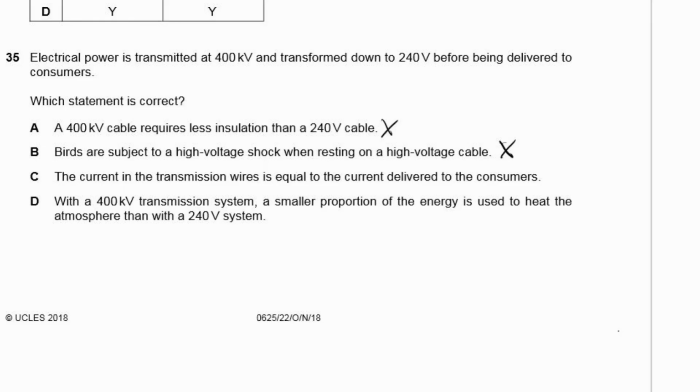C. The current of transmission wires is equal to the current delivered to the consumers? It is not. And D. With a 400 kilovolt system, a smaller proportion of energy is used to heat the atmosphere than with a 240 volt system. Yeah, what it's saying there is less energy is lost to heat. They've just decided to word it in terms of the atmosphere. But that's what happens: you heat the wires, the wires heat the atmosphere.